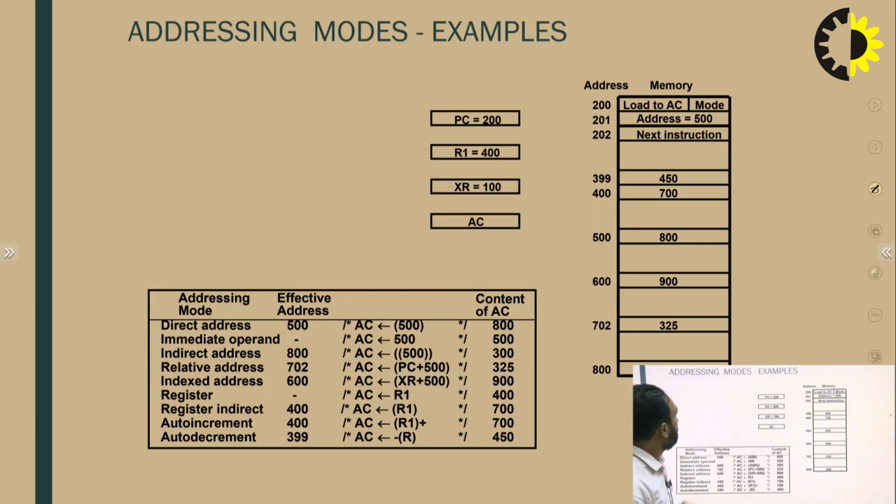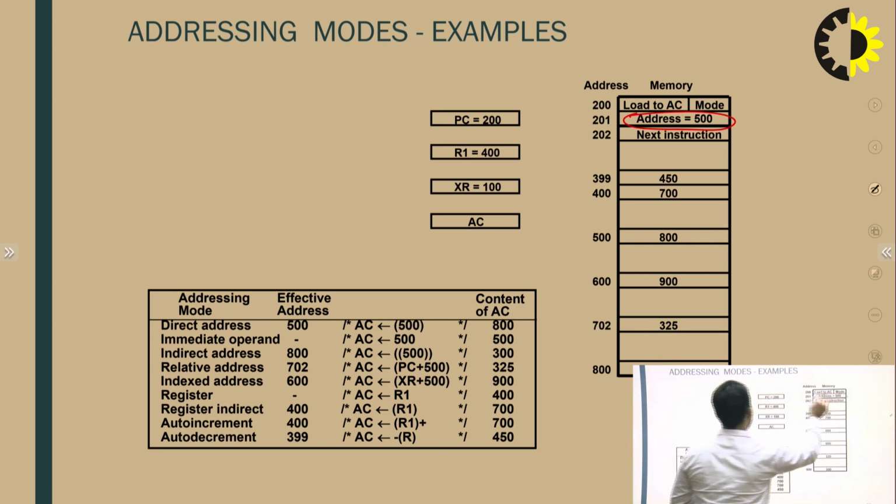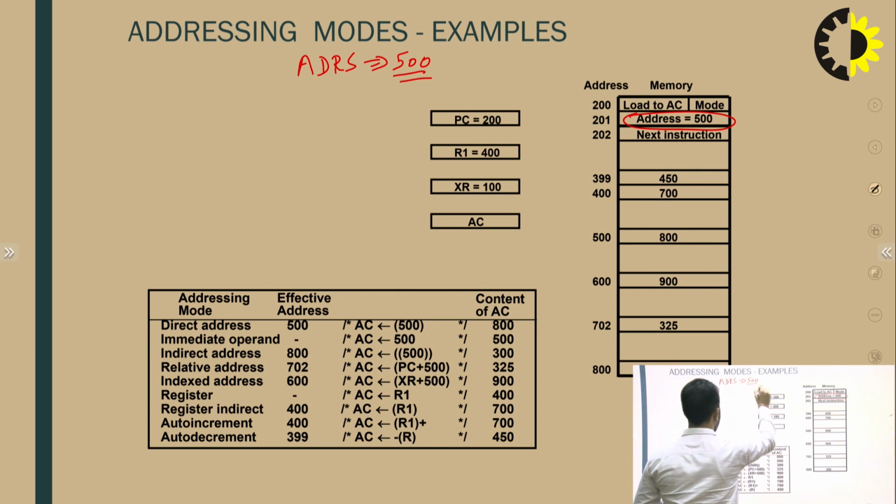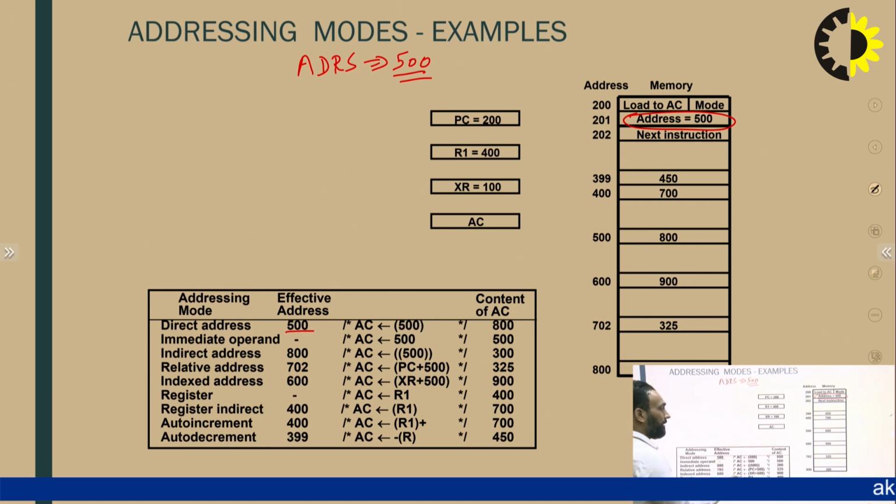Here is an example that will give a detailed overview of how addressing mode is derived by different methods and what is the role of effective address and how it works. Here we see there is an address, I called it many times, it is ADRS. What is the value of ADRS? That is 500. If we talk about direct addressing mode, as I told you earlier, the effective address will be 500 and the content at 500 is 800.